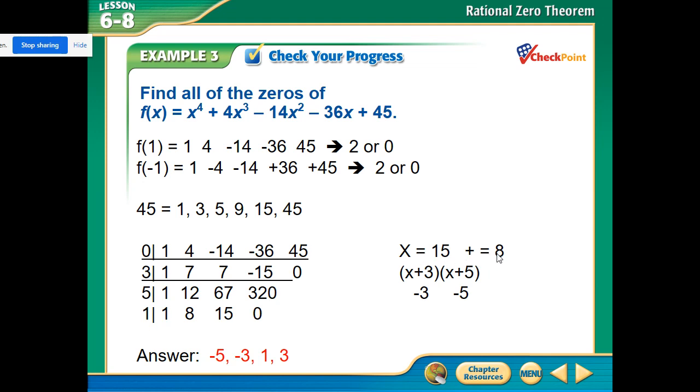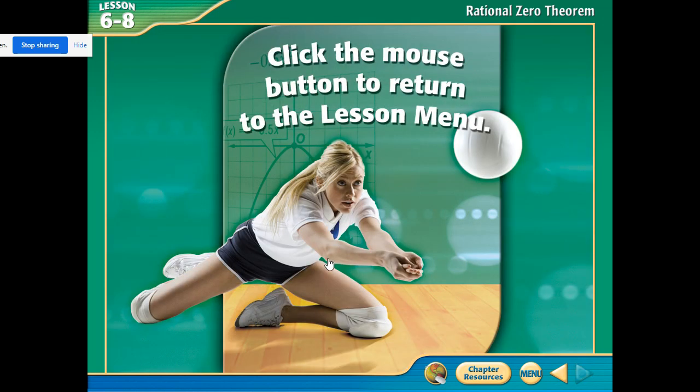2 numbers that multiply to 15 that add up to be 8 are 3 and 5. So I have negative 3, negative 5, and the 1 and the 3. They both give me zeros. And that's what I have for you today.